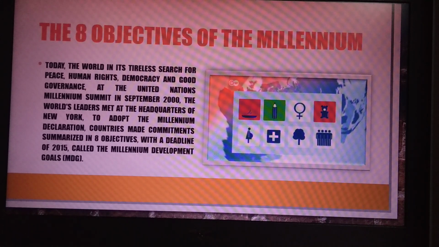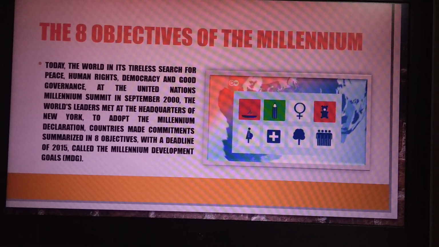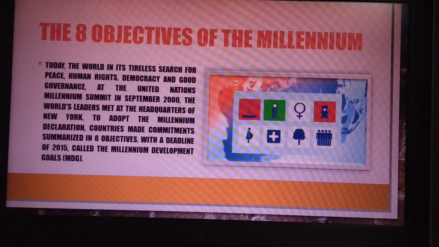Today the world, in its tireless search for peace, human rights, democracy, and good governance, at the United Nations Millennium Summit in September 2000, the world's leaders met at the headquarters in New York to adopt the Millennium Declaration. Countries made commitments summarized in 8 objectives, with a deadline of 2015, called the Millennium Development Goals, MDG.